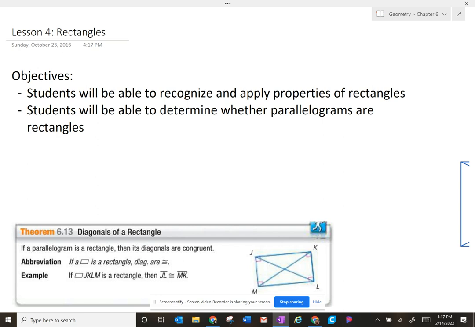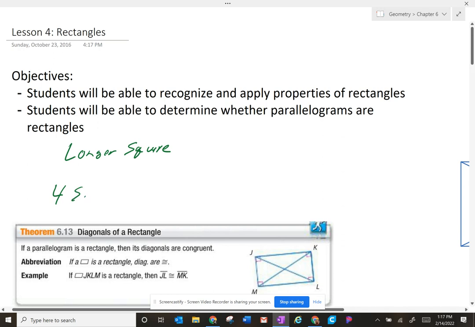Jack? A longer square. Okay, so it's a longer square. All right, I'll put longer square. What does that mean? Stretch. Okay, stretch. Well, how about this? I don't know what a square is. Okay, so it's going to be four-sided. I like it. Four-sided shape. Each side equal.